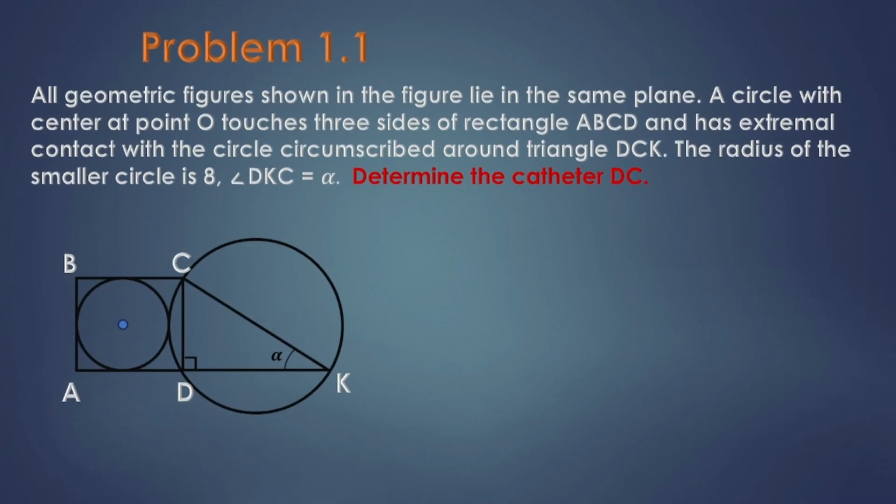Problem 1.1. All geometric figures shown in the figure lie in the same plane. A circle with center at point O touches 3 sides of rectangle ABCD and has external contact with the circle circumscribed around triangle DCK. The radius of the smaller circle is 8. Angle DKC equals alpha. Determine the leg DC. So we have problem 1.1.